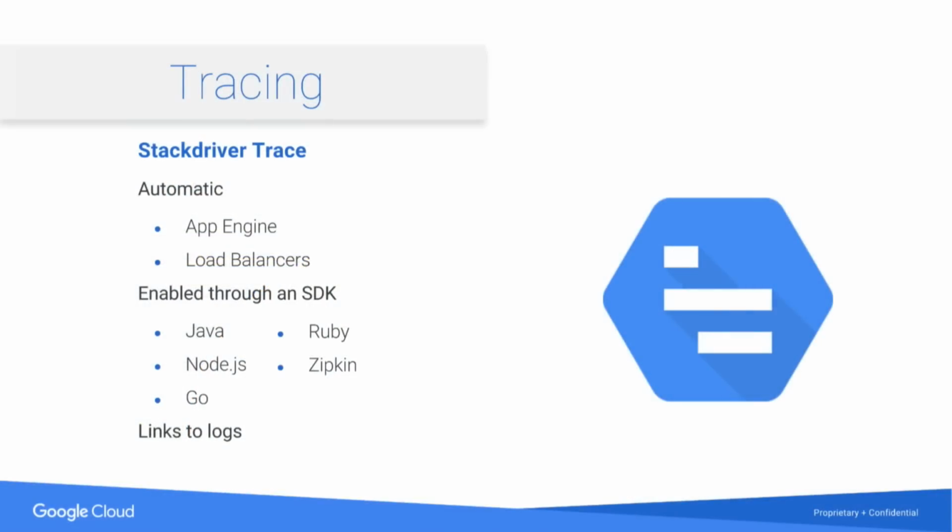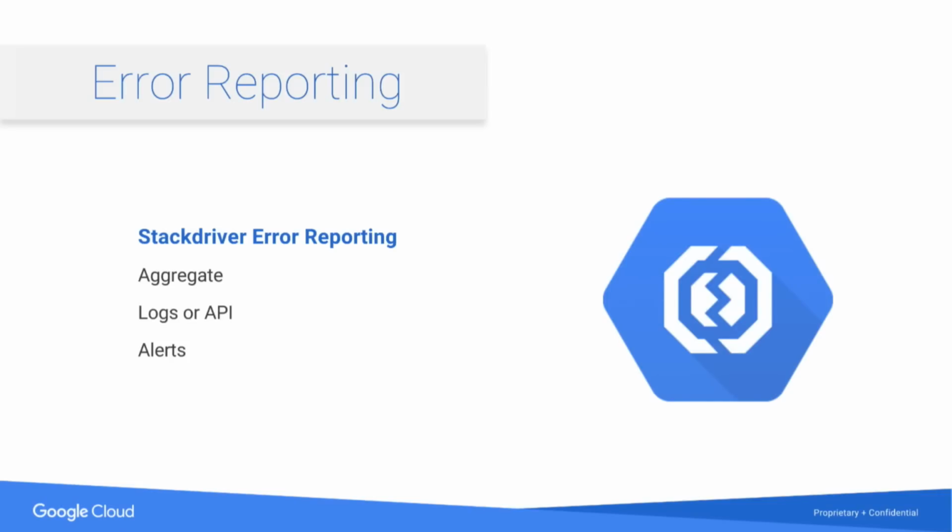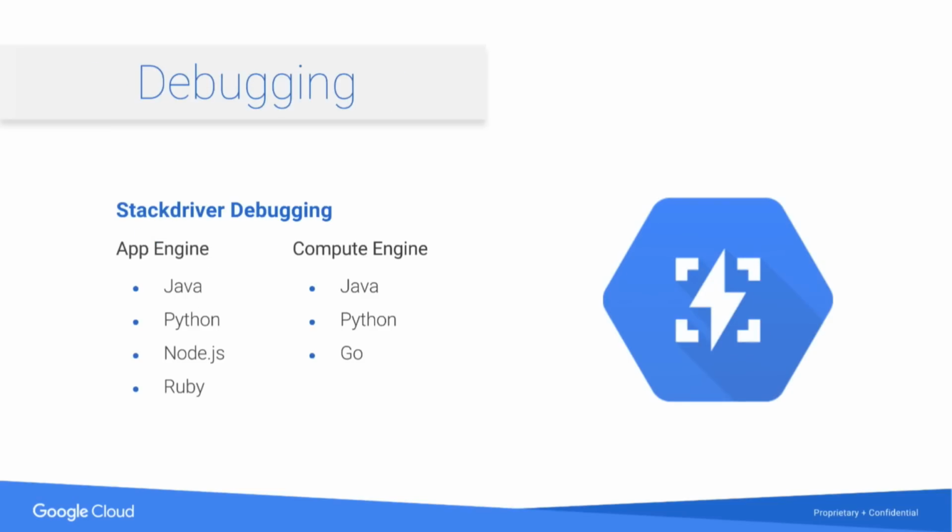From a reporting perspective, Stackdriver provides tracing capabilities that are either there automatically for some of the services or triggered through the SDK. We have the ability to do error reporting using Stackdriver as well, to aggregate those errors, to push them into the logs, whether it's a log error or an API error, and we can trigger alerts based off that. And of course, some debugging. You can actually use Stackdriver debugging to step into your code if required, provided it's within one of the supported runtimes on App Engine or Compute.